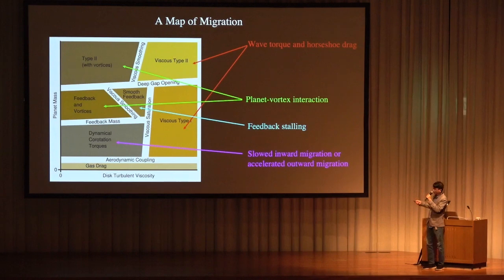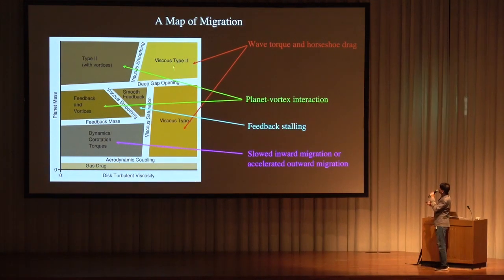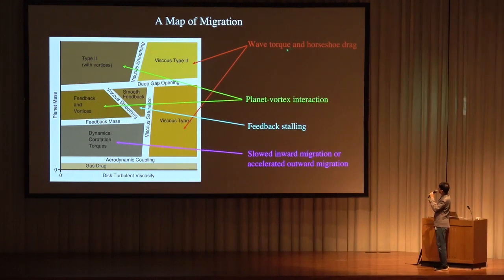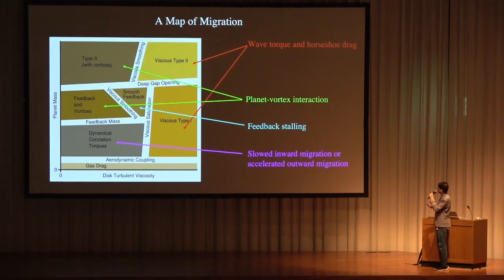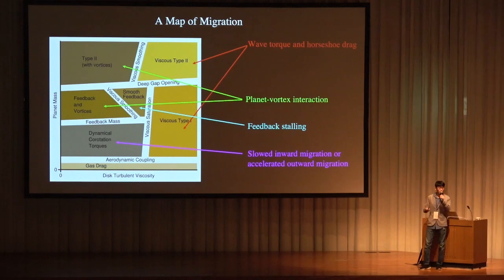So this is a quick summary of what we have learned. Over here, we know that the migration is determined by wave torque and horseshoe drag. These regions, we need to worry about planet-vortex interaction the most. Over here, you get nice feedback stalling, and over here, you get either accelerated or slowed migration rate depending on the vorticity profile of the disk.